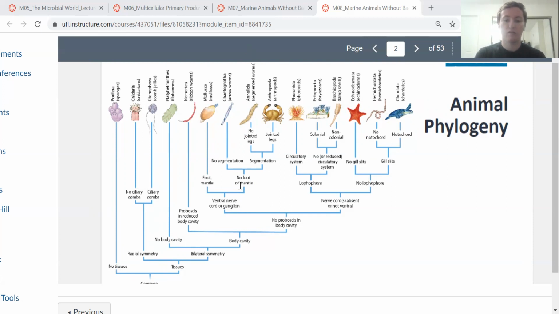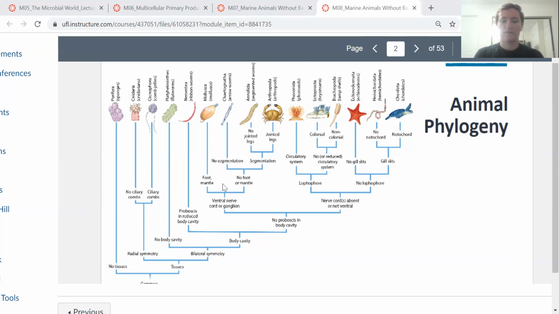We'll then go into the organisms that do not have a foot or mantle, and we'll go into the arrow worms, or Chaetognatha. These do not have segmentation, which is something that you will see in the annelids, which are the segmented worms. There's a ton of different annelid species. I can't go too much into depth with them just due to time, but they don't have jointed legs compared to the arthropods, like your crabs, which do have jointed legs.